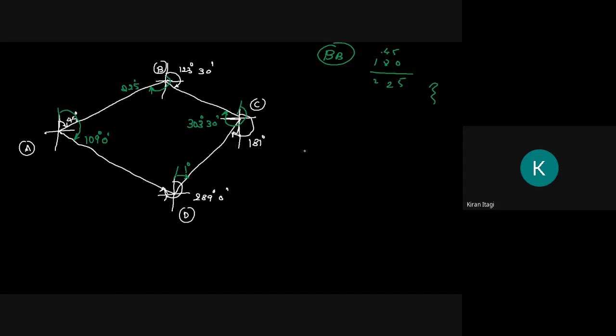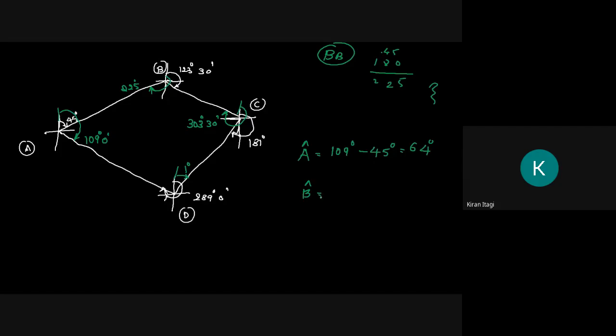Can anyone tell what is the angle A? What is the angle A? 64 degrees. That is 109 degrees minus 45 degrees, equals 64 degrees. Correct? Yes, sir.